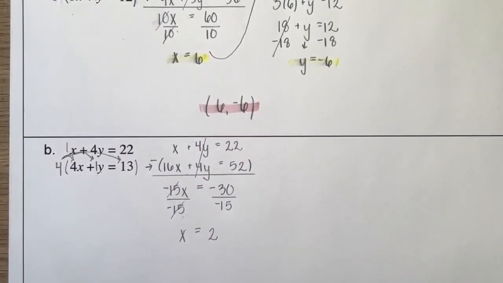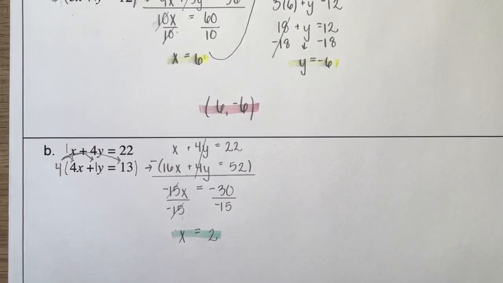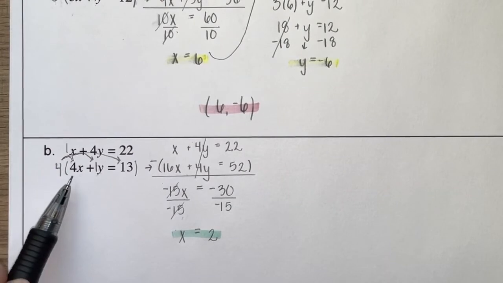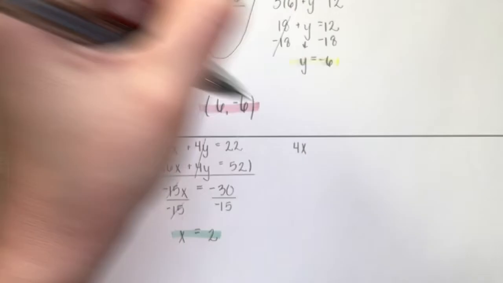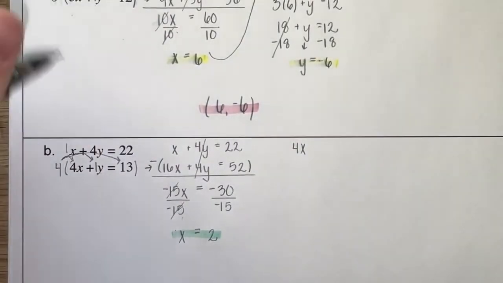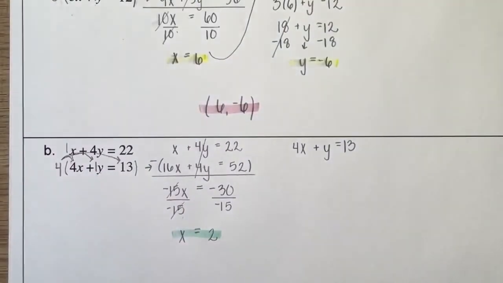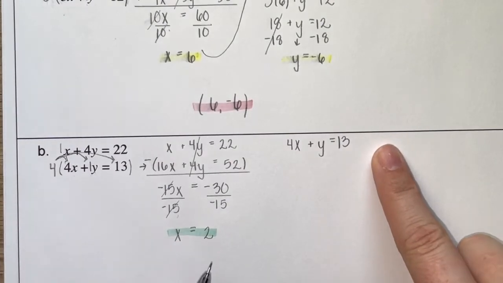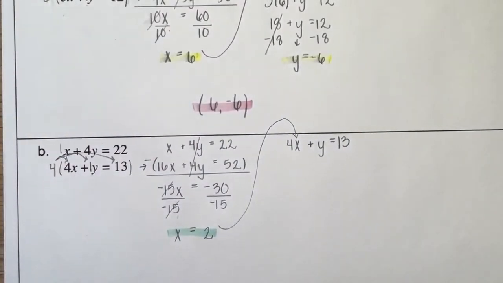And then now I know what x is, so in order to solve for y, I'm going to have to take my x equals 2 and substitute it into one of the original equations. Doesn't matter which one, whichever one you think is easier for you. I'm going to use the second equation, so I'll rewrite it over here. 4x plus y equals 13. I'm saying that x equals 2. So that 2 is going to go into that equation where x is.